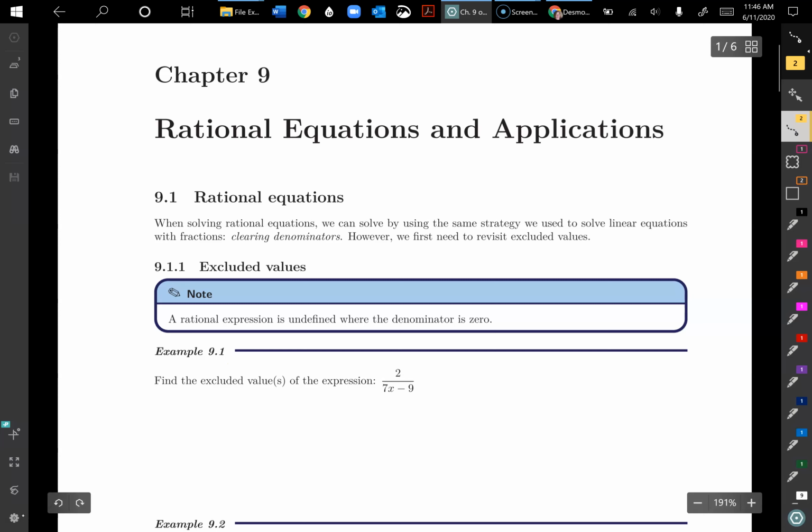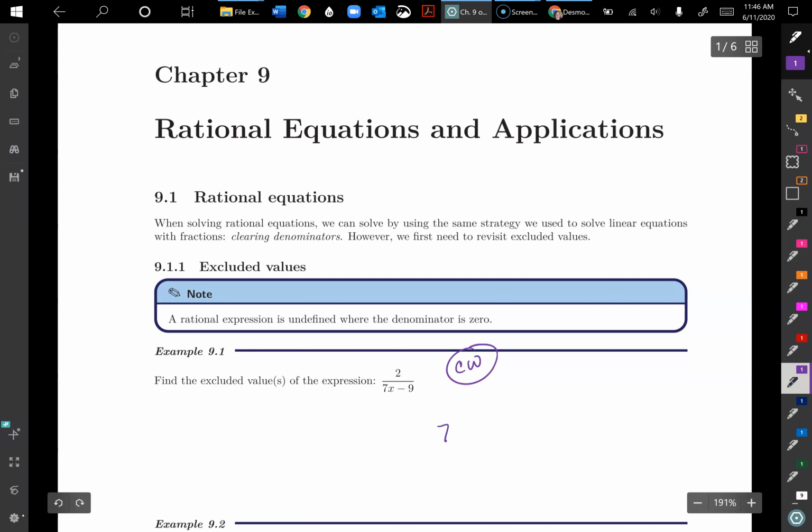So if we look at example 9.1, find the excluded values of the expression 2 over 7x minus 9. So for classwork, you guys can try that. So just pause.